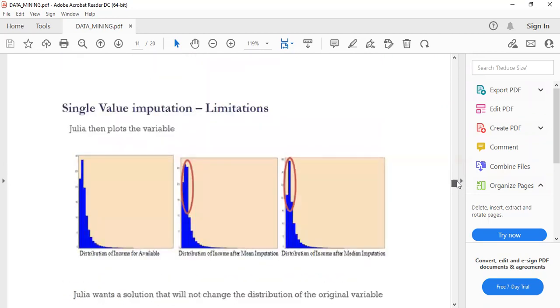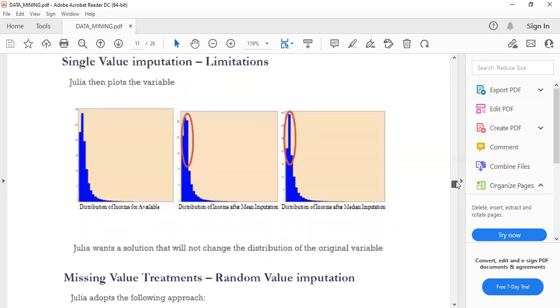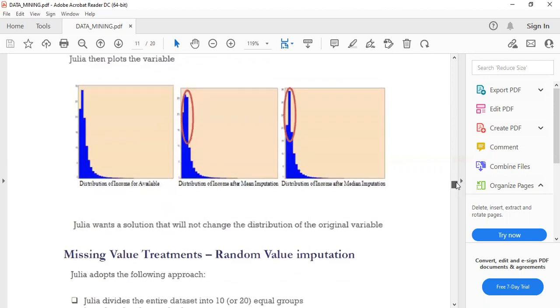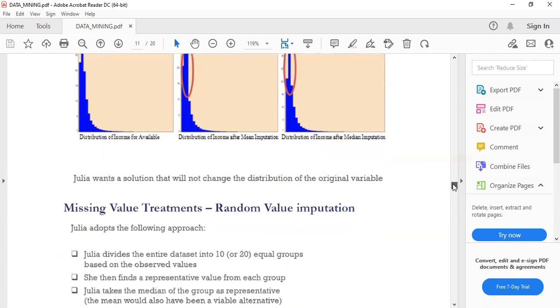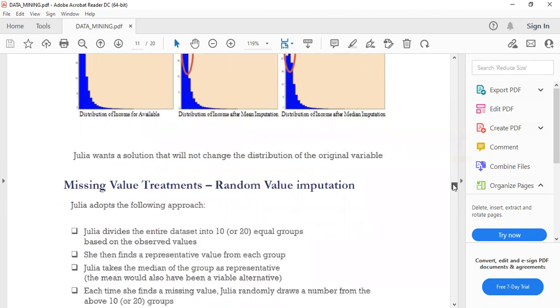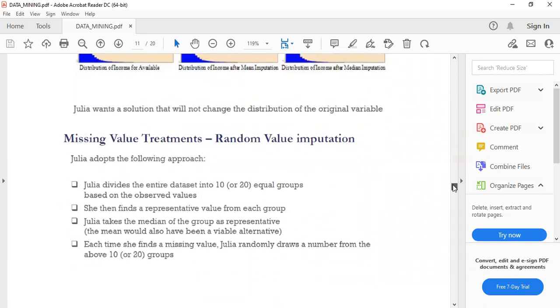So, single value imputation limitations. Julia plots the variable distributions of income: the distribution for the original available data, the distribution of income after mean imputation, and the distribution of income after median imputation. All are still positively skewed distributions, or right tail distributions. Julia wants a solution that will not change the distribution of the original values.